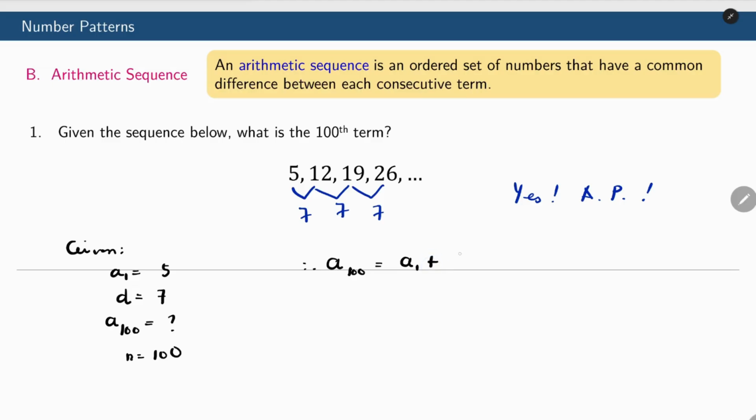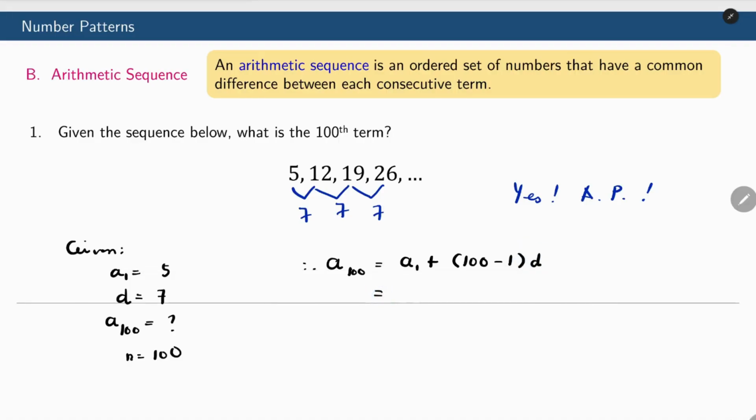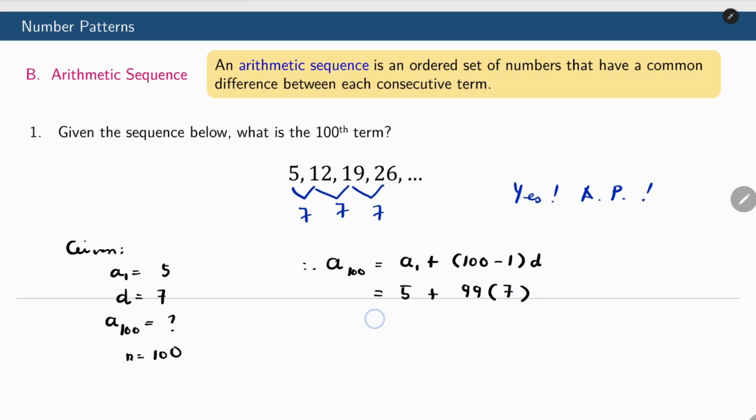a sub 1 plus the quantity 100 minus 1 times d. Don't forget the parentheses. 5 plus 99. We can now substitute; the d is 7. Calculating this, the 100th term is equal to 698.